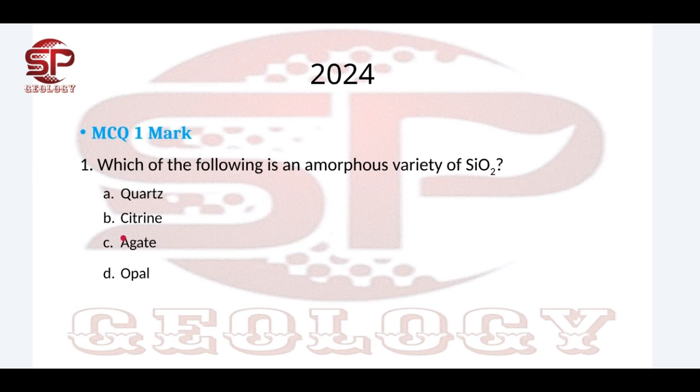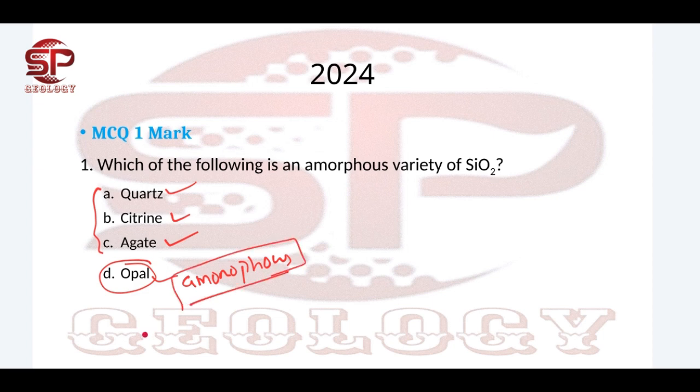This is a previous year question, 2024. Which of the following is an amorphous variety of SiO2? Here opal is the amorphous variety. Agate is a concentric variety. Citrine is yellow quartz, a crystalline variety. Quartz is also a crystalline variety. So opal is the amorphous variety. An amorphous variety will not show any grain. So the amorphous variety of silica is opal.